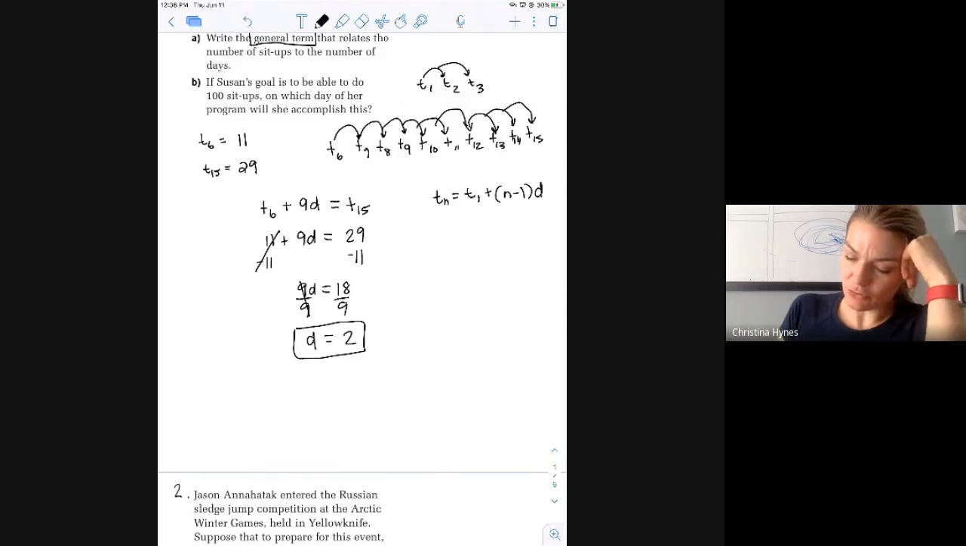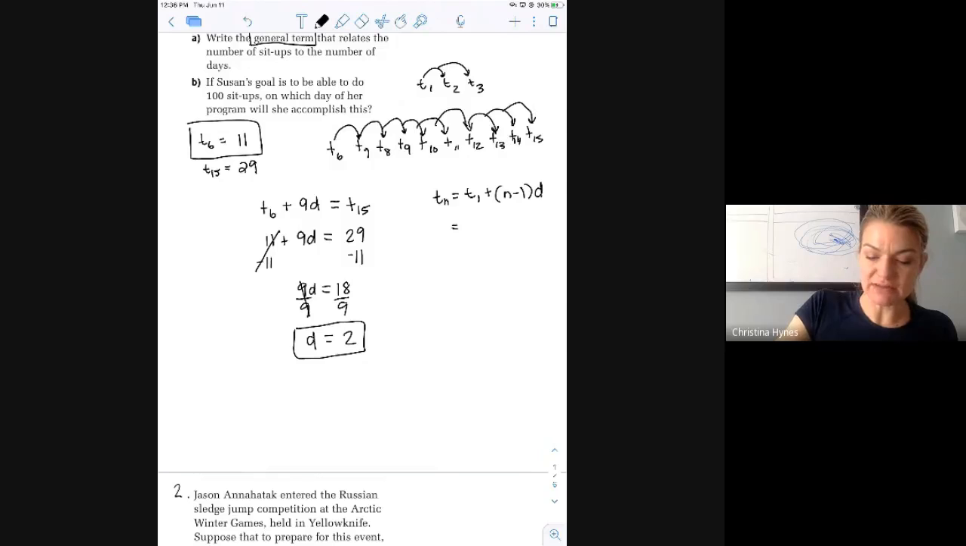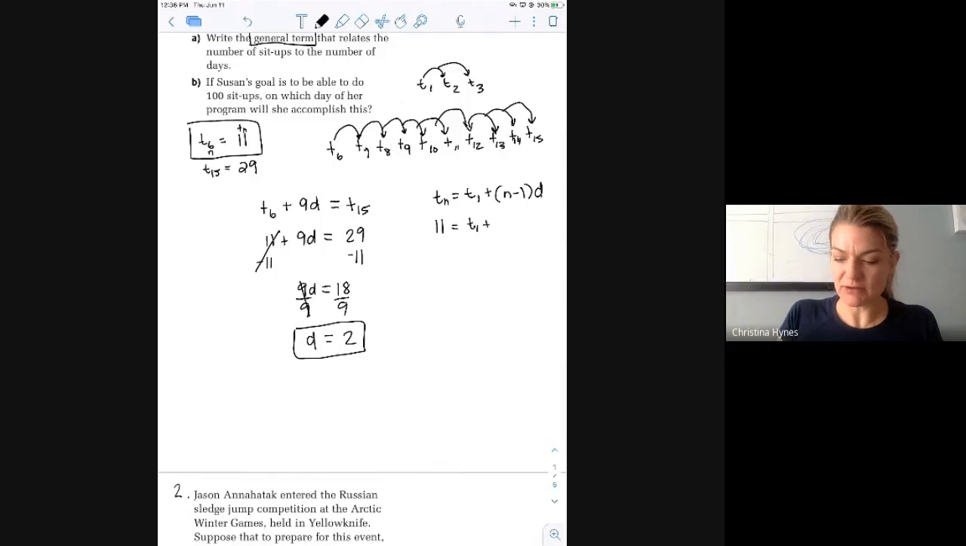So we already know our D value, right? And we also know a Tn and n value. So we can use that because this is our n and this is our Tn value. You can use either term 6 or term 15 to substitute. Well, we know that in a certain spot we have 11 sit-ups. We don't know what term 1 is, but we know that happens on the 6th day, so 6 minus 1, and our common difference is 2. So all we have to do is solve for T1.